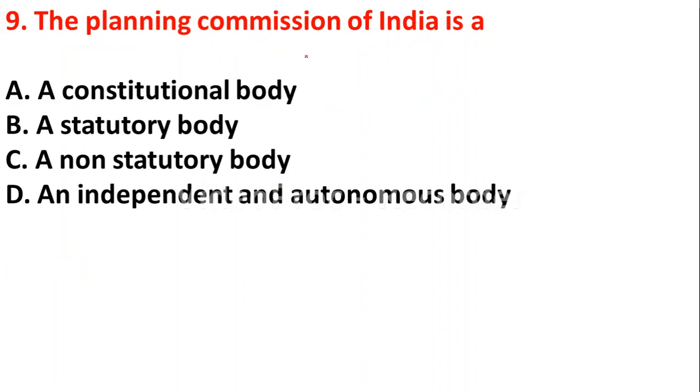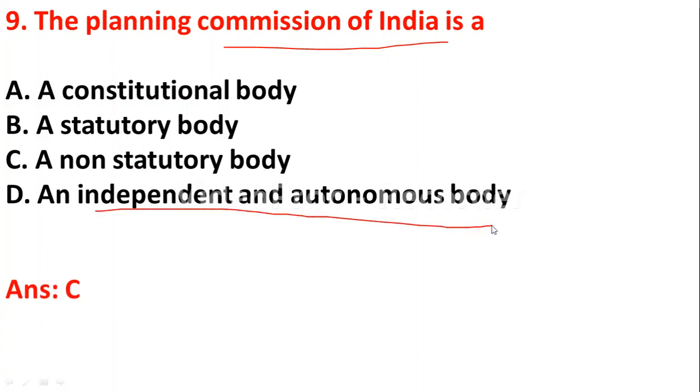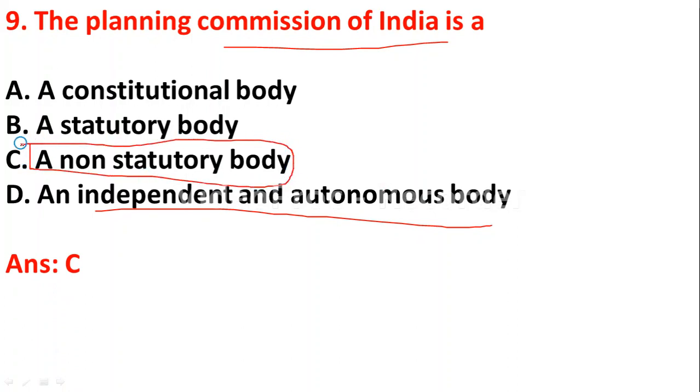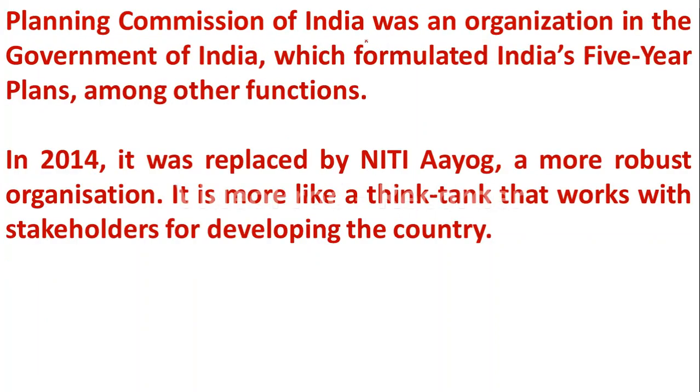Question number 9, the Planning Commission of India is, option A, a constitutional body, option B, a statutory body, option C, a non-statutory body, option D, an independent and autonomous body. Yes, here the right answer is option C, a non-statutory body. The Planning Commission of India was an organization in the government of India, and it formulated India's 5-year plans among other functions. And in 2014, this Planning Commission was replaced by Niti Aayog.